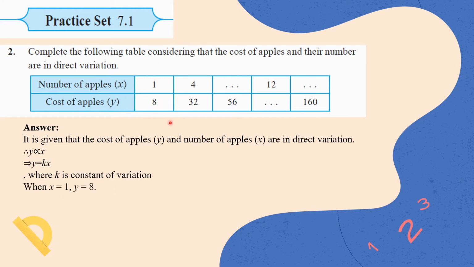Now in the first column here, X is 1 and Y is 8. So when X is equal to 1 and Y is equal to 8, we can use this to find the value of K. So K will be equal to 8. Now since we have found the value of K, we can find the remaining missing values from the table. So the equation of variation will be Y is equal to 8X. In place of K, we have substituted the value of K, that is equal to 8.